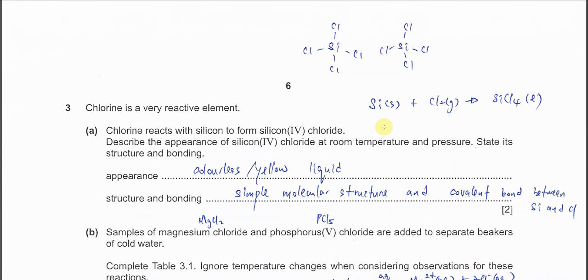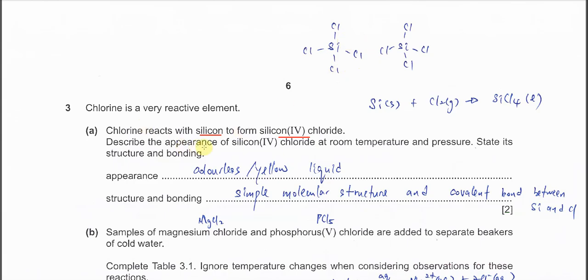Question 3. Okay, this question is about chlorine and related reaction. Chlorine reacts with silicon to form SiCl4. This is one molecule of SiCl4, and this is a simple molecular structure, just one molecule, no network.